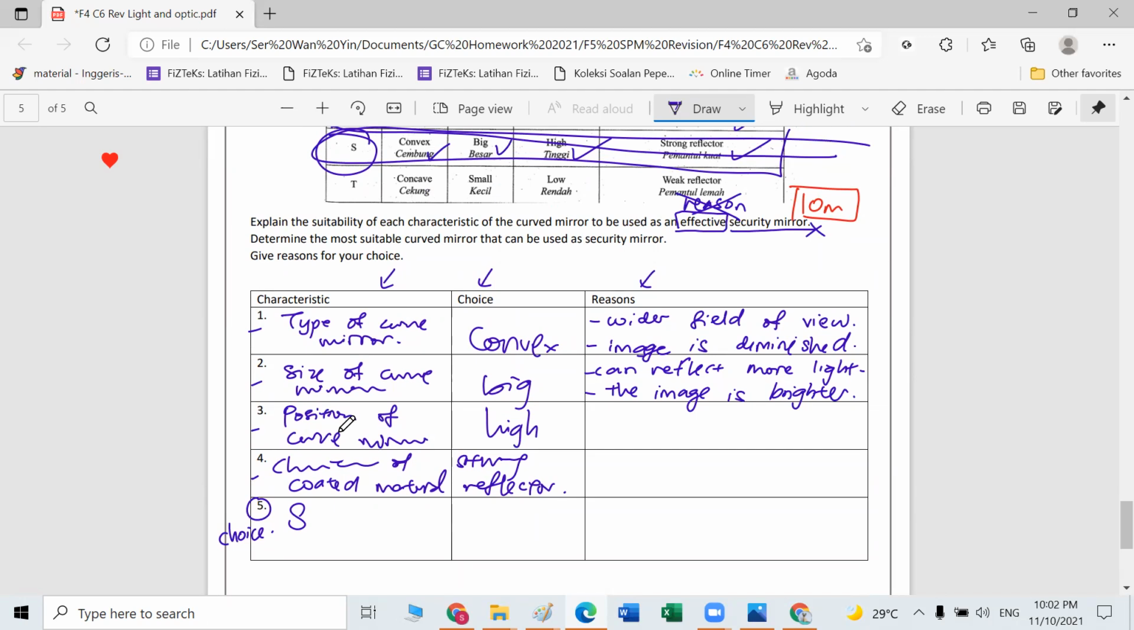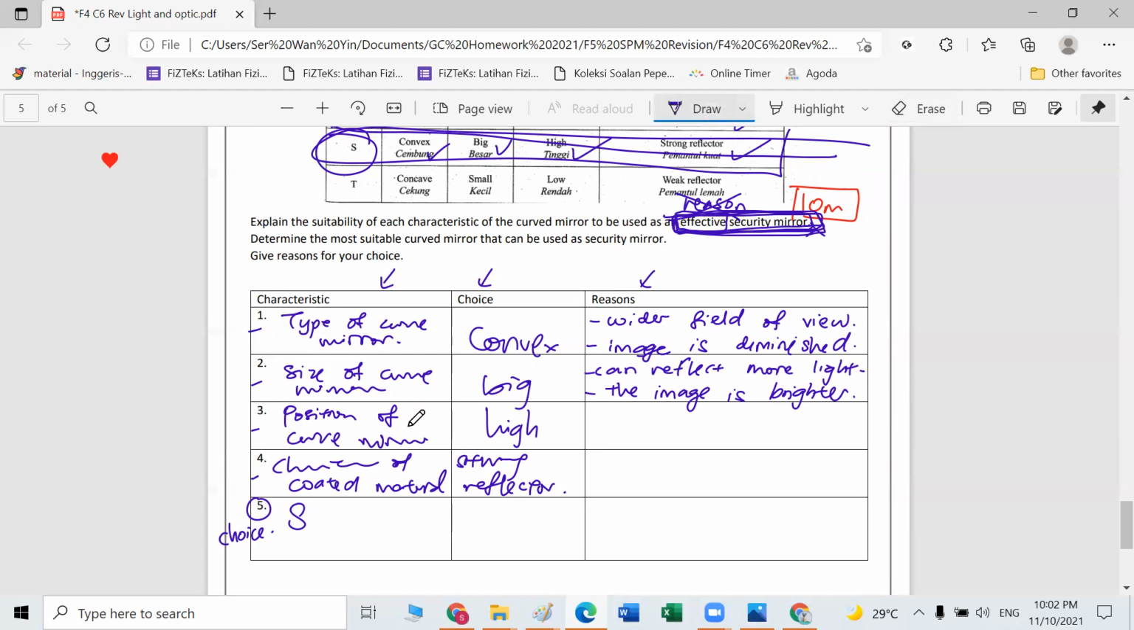So for example, position of curved mirror high, and you say effective security mirror. Sorry, no marks. So we cannot repeat the questions. The reason cannot repeat from the questions. Always highlight the words we cannot use.